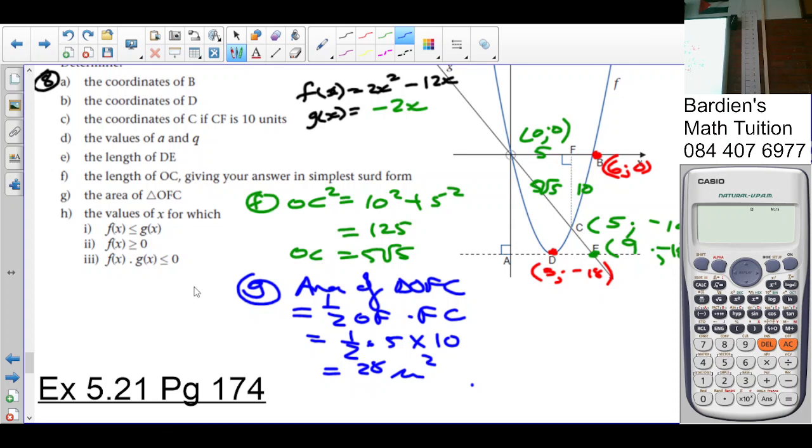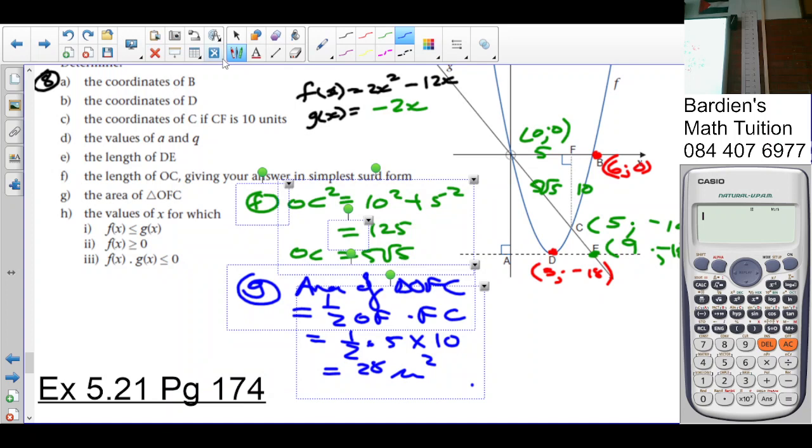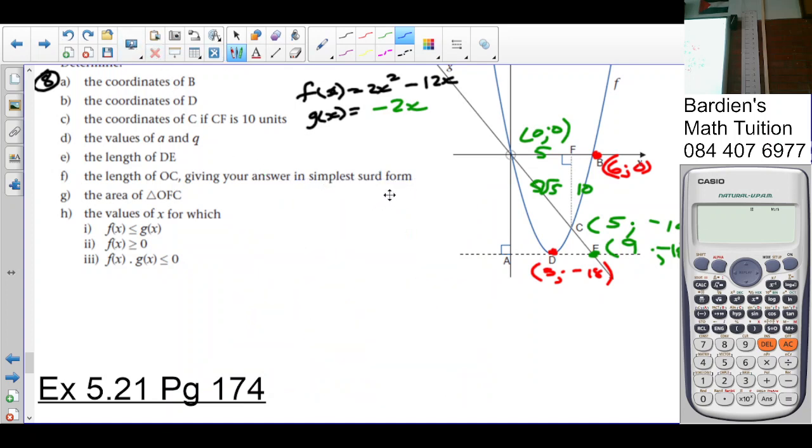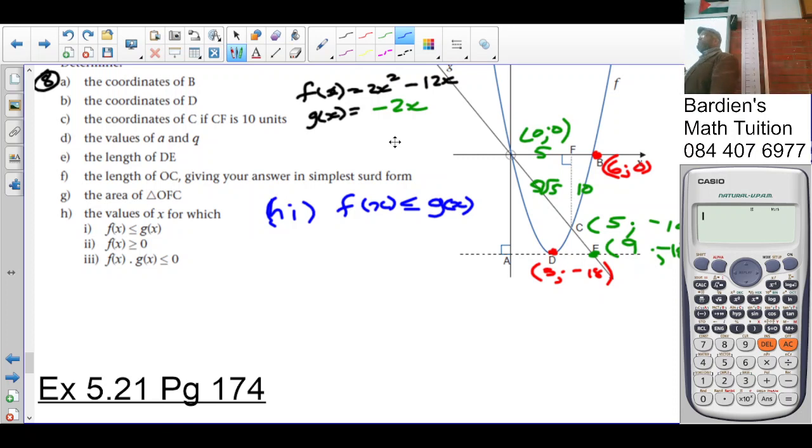The next question, H. Inequalities question. Look at H number 1. You want to know: is f of x less than or equal to g of x? So in other words, where is the parabola graph smaller than, or below, the g of x graph, which is the straight line, or where the straight line is above the parabola, in other words.